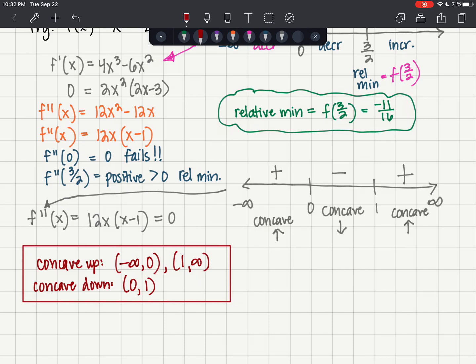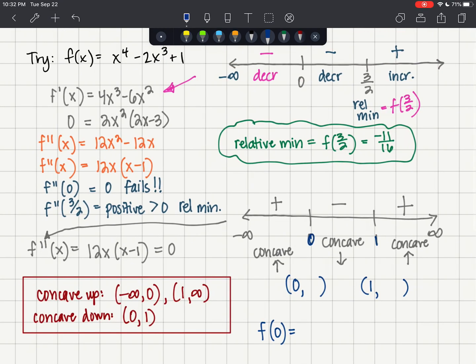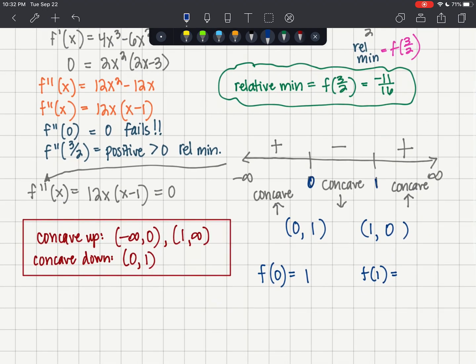And I think we got almost everything. We just have to do our points of inflection. Our points of inflection, 0 something and 1 something. So now I have to find f of 0. F of 0, we go back to our original function, and we put 0 in and we get a 1 out. And then I have to find f of 1. We put a 1 in, and I get 1 minus 2 is negative 1, plus 1 is 0. So 0, 1, and 1, 0. So my points of inflection are 0, 1, and 1, 0.